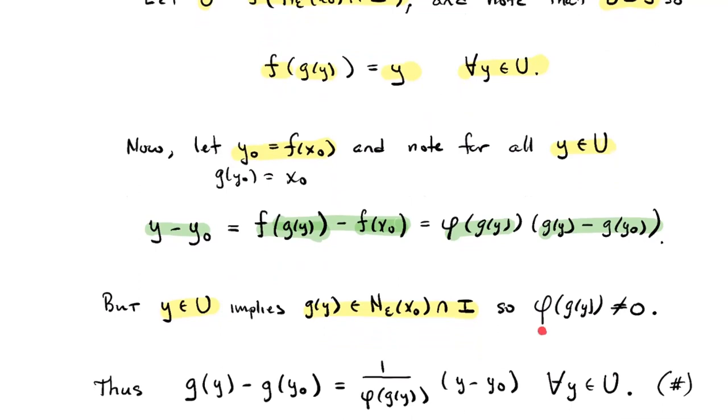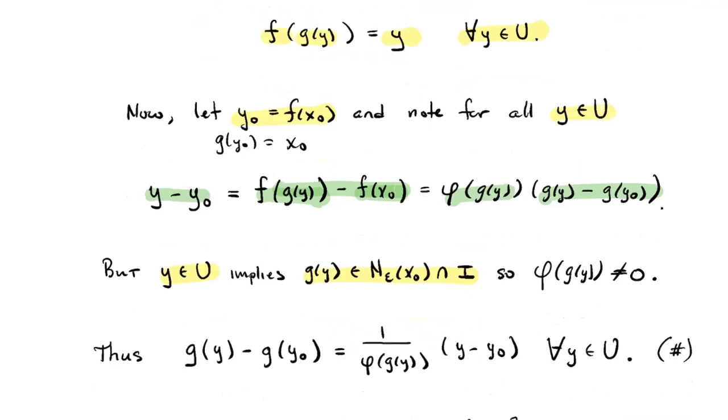In particular, phi of g of y isn't 0 for every y in u, because remember, phi wasn't 0 on that set. Why am I worrying about that? Well, I want to divide this equation by phi of g of y, and I need to make sure it's not 0, and I just did. So I'm just rearranging this now.